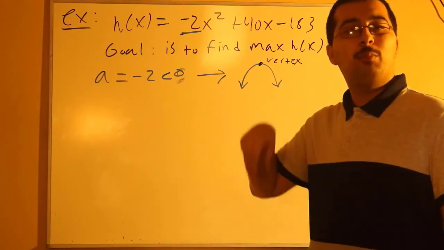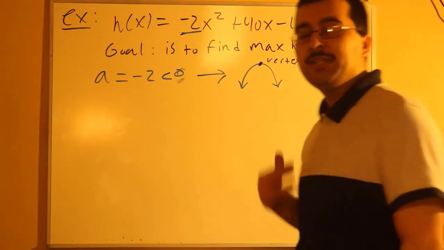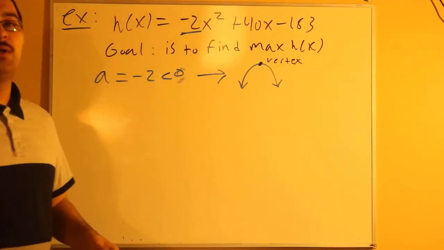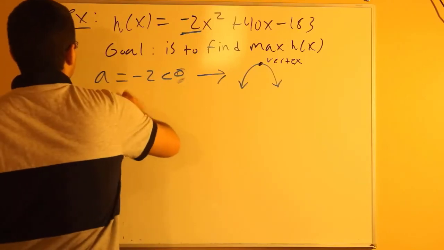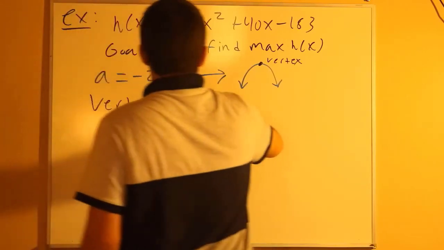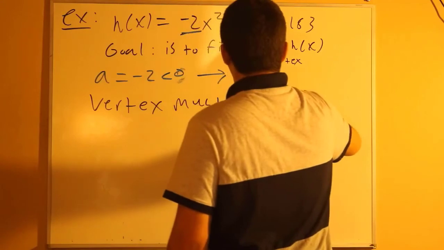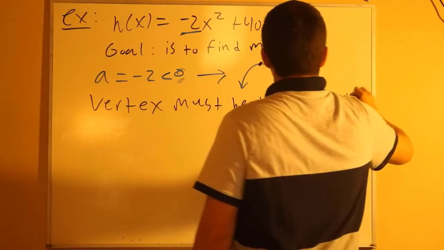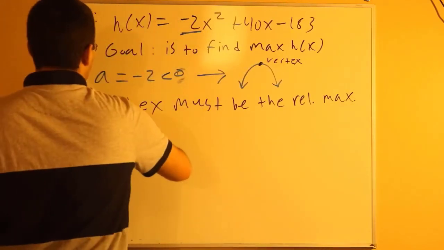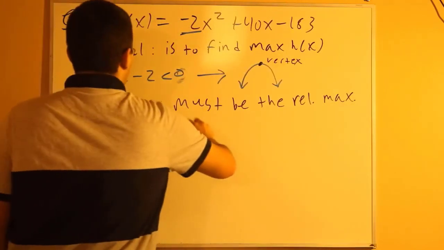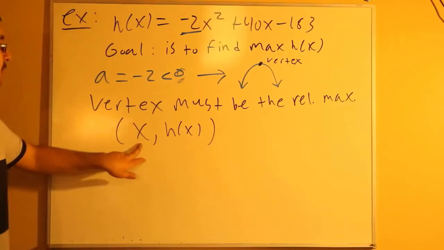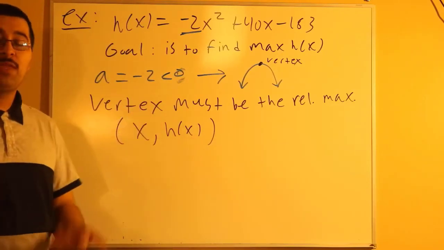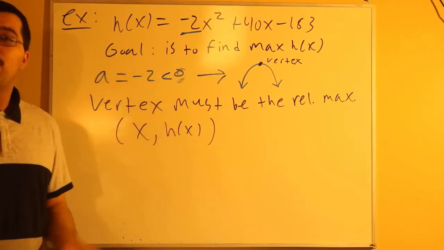Because the vertex of a parabola is always the relative max or the relative minimum, depending on whether your parabola opens down or up. So since I have a parabola that opens down, the vertex must be my relative maximum. And the vertex is going to be made up of an x and a y, an h comma k. It's going to have my horizontal distance and my height. So my tallest height, my max height, is simply the y value of the vertex.